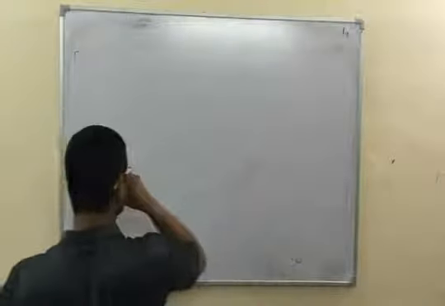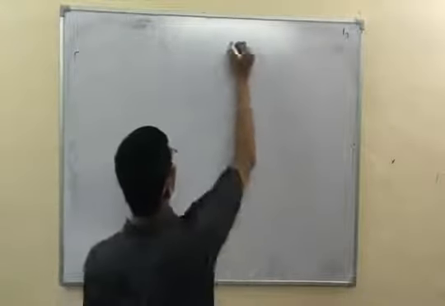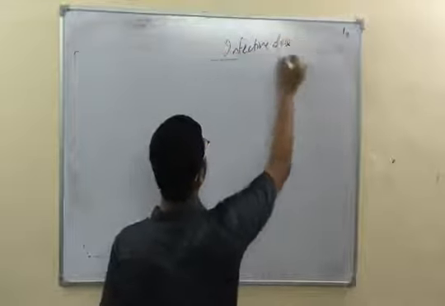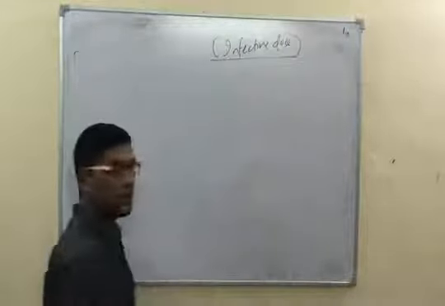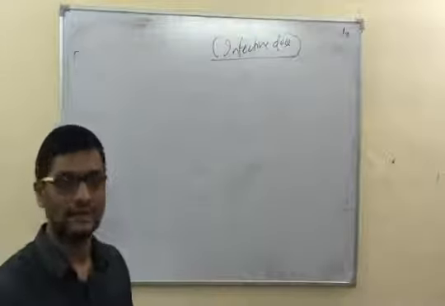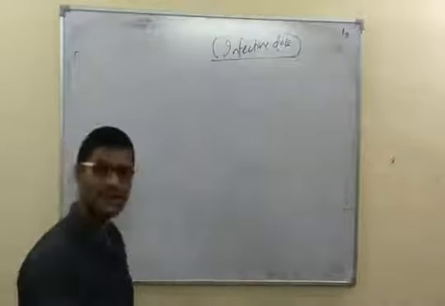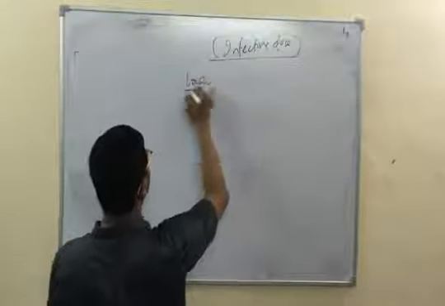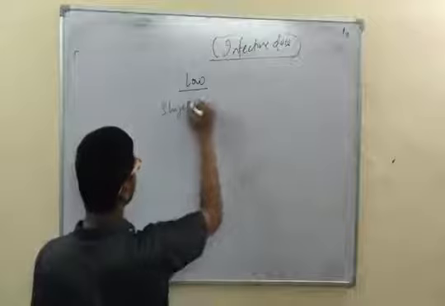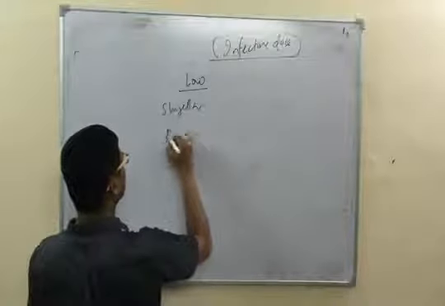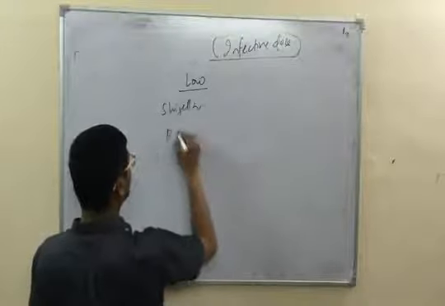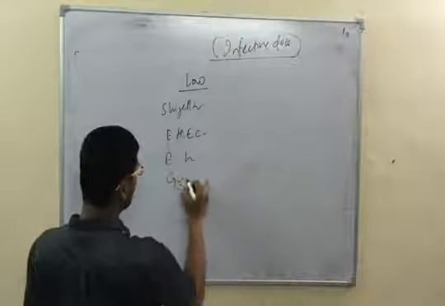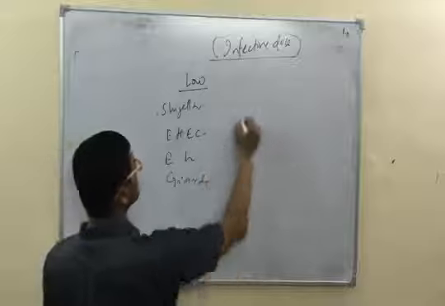Now we'll discuss bacterial pathogenesis, in which first we'll discuss infective dose. Infective dose is the minimum dose required for causing the disease, the minimum load of the organism required for disease manifestation. The infective dose is usually low for Shigella, enterohemorrhagic E. coli, Entamoeba histolytica, and Giardia.